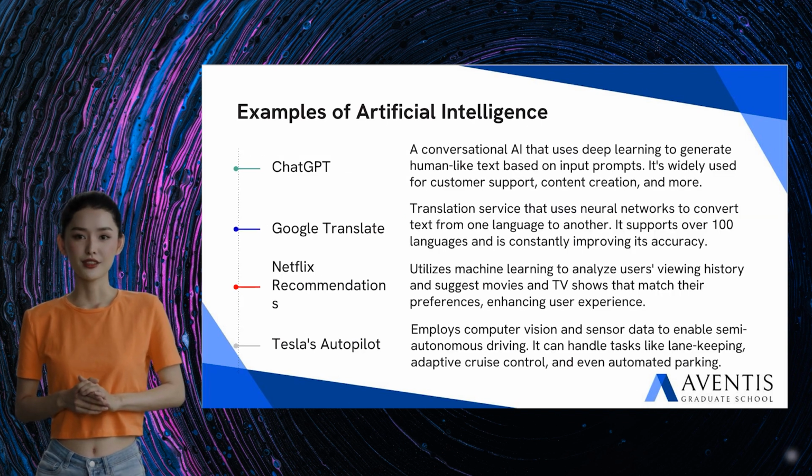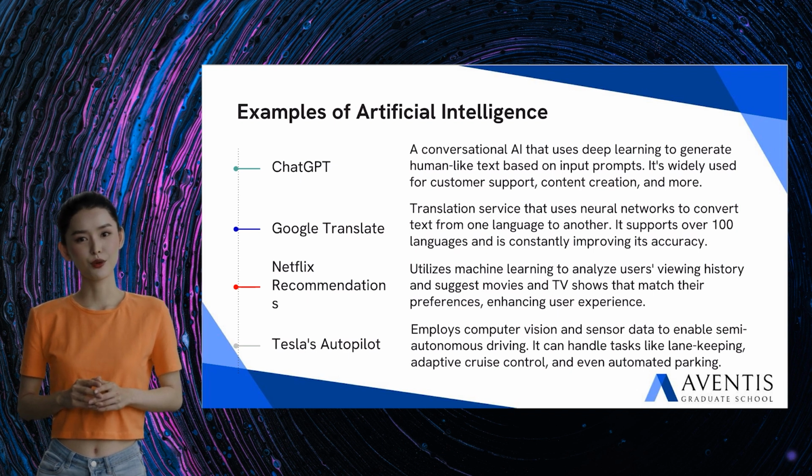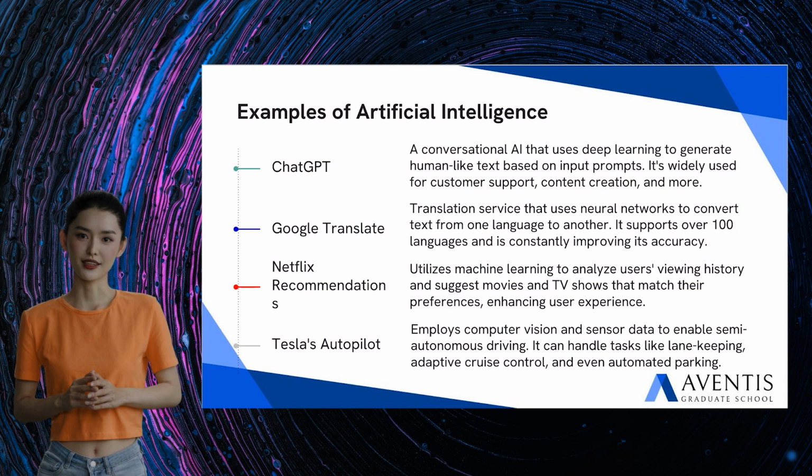Examples of artificial intelligence. ChatGPT, a conversational AI that uses deep learning to generate human-like text based on input prompts. It's widely used for customer support, content creation, and more. Google Translate, a translation service that uses neural networks to convert text from one language to another. It supports over 100 languages and is constantly improving its accuracy.